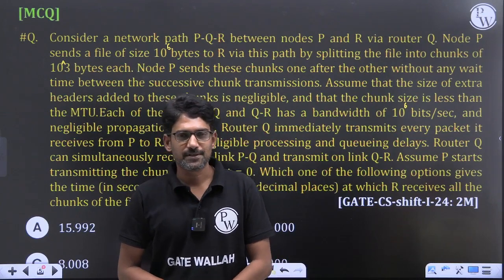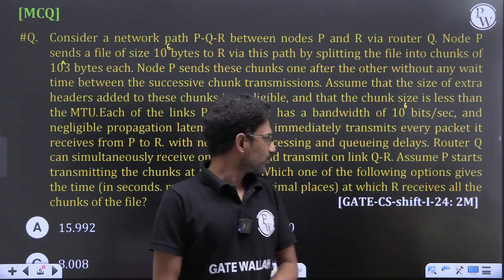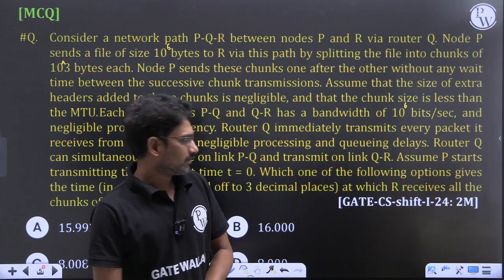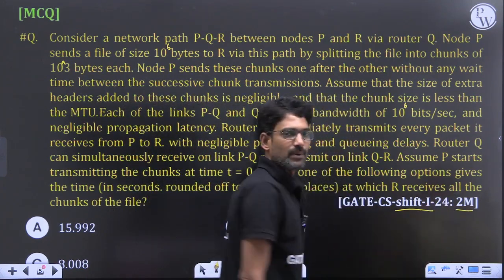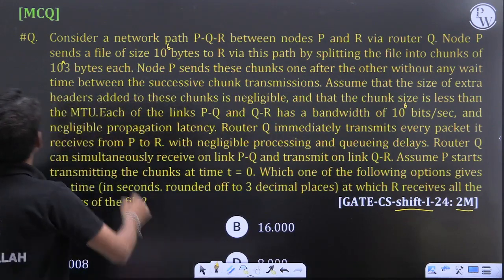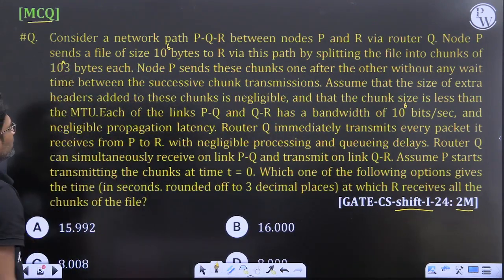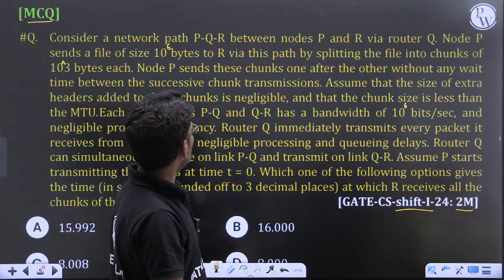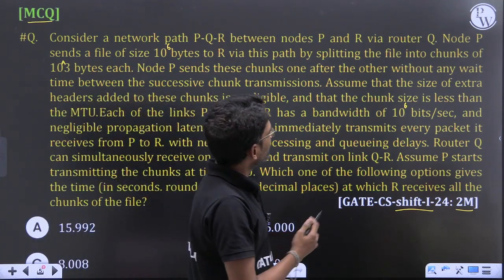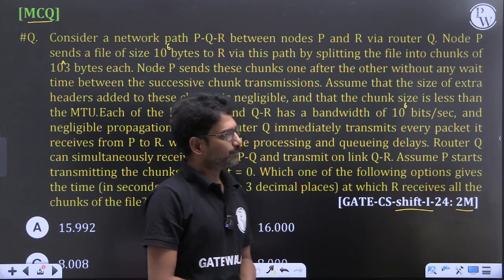Hello dear friends, let us solve the GATE 2024 question that occurred in shift 1 for 2 marks from computer networks, and this is of type MCQ.